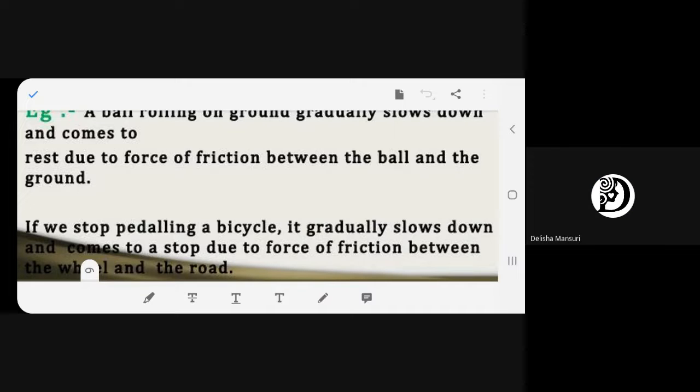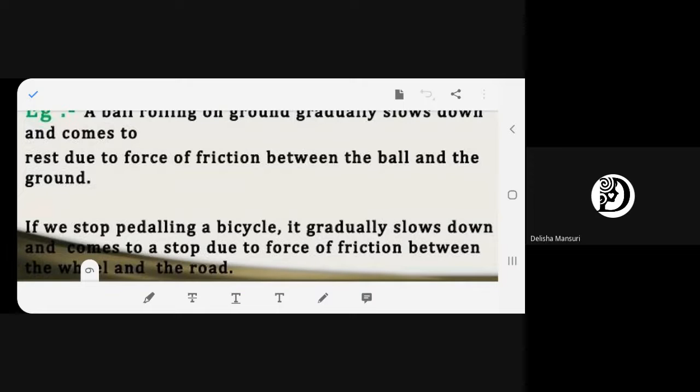Because when you were pedaling, there was a frictional force. When you were pedaling the cycle, frictional force was already applied onto the tires, but you were pedaling. So the external force was more than the frictional force, so your cycle was moving. Now you stop pedaling, so the frictional force has become more than the force of the cycle. So it comes to a stop.